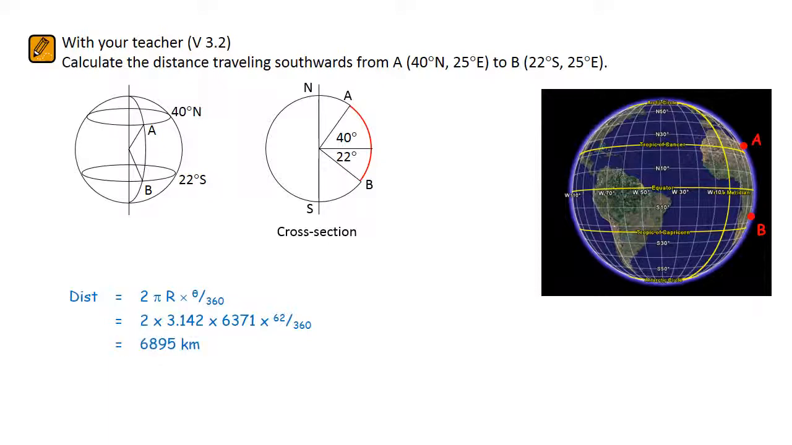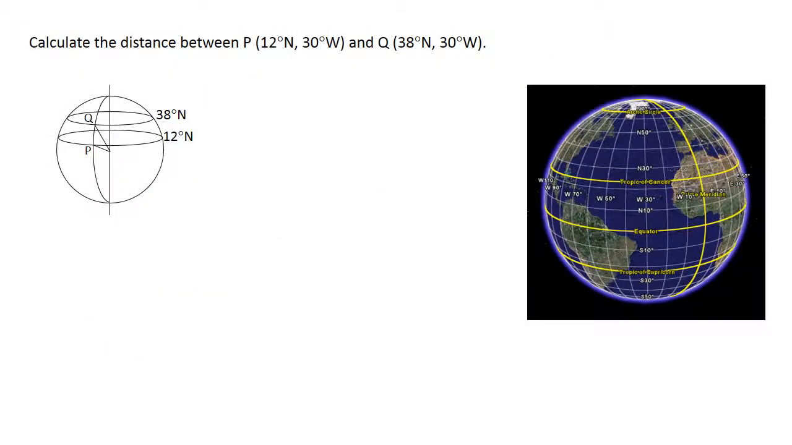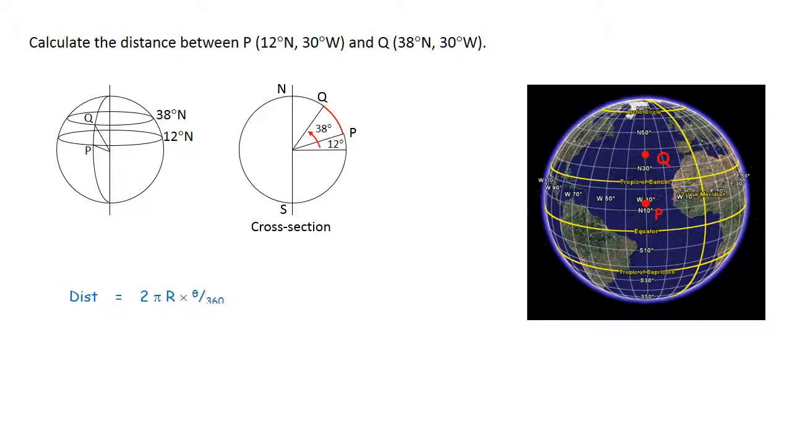The next example is slightly different. P and Q are on the same longitude. P is 12 degrees north and Q 38 degrees north of the equator. We draw a cross-section view and position P 12 degrees to the north and Q 38 degrees to the north. Notice that the angle here is measured all the way from the equator. When substituting into the formula, theta is the angle subtended by the travel, and so in this case it will be found by subtracting the two latitudes. 38 degrees minus 12 degrees equals 26 degrees. We put that into the formula and calculate out the distance.